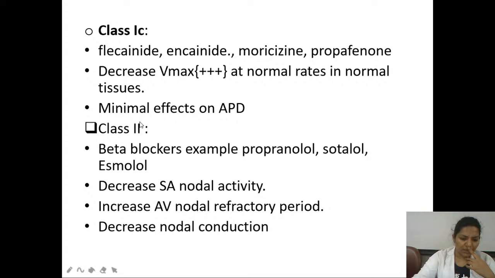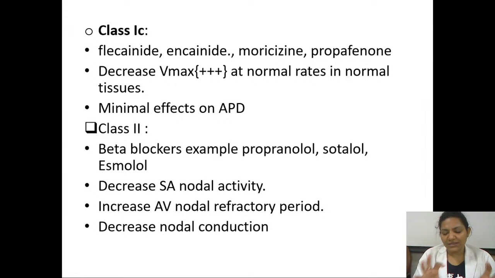Now coming to the class 2 blockers. Class 2 blockers consist of beta blockers like propranolol, sotalol and esmolol. What they do is decrease the SA nodal activity. They increase the AV nodal refractory period, and ultimately they decrease the nodal conduction. So first of all, they dampen the SA node. Apart from that, they increase the refractory period of the AV nodal tract. So overall, the impulse conduction will reduce, right?